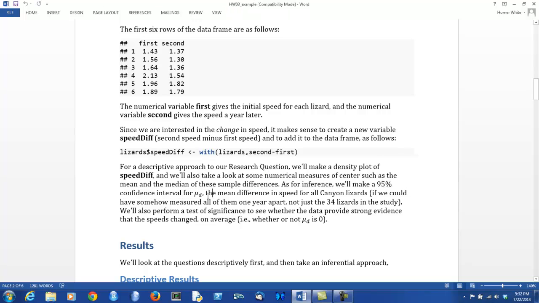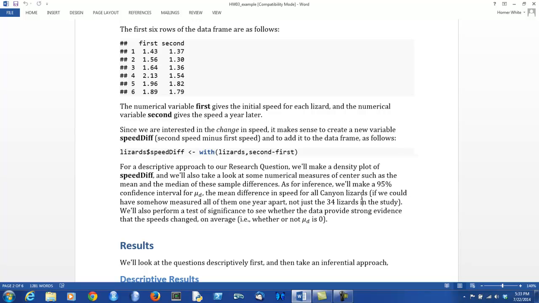That's fine to do. Our parameter mu d is the mean difference in speed for all canyon lizards in the population, not just for the 34 lizards in the study. After all, we know the mean difference in speed for the 34 lizards in our study. What's of interest is what's going on in the population. And we're interested in whether mu d is 0 or not. If it's 0, that means on average speeds don't change out there. And then perhaps measuring speed could be a good way of indicating fitness of a canyon lizard for its environment.